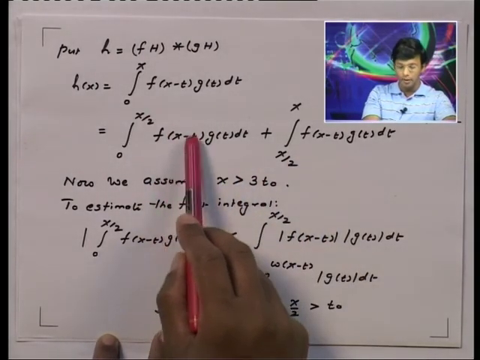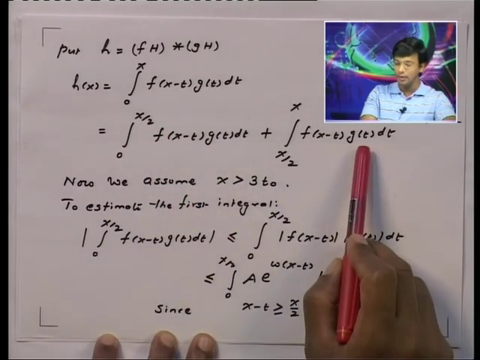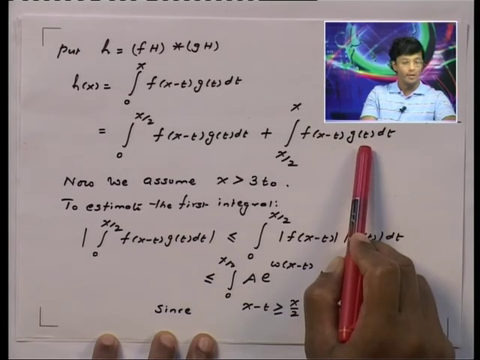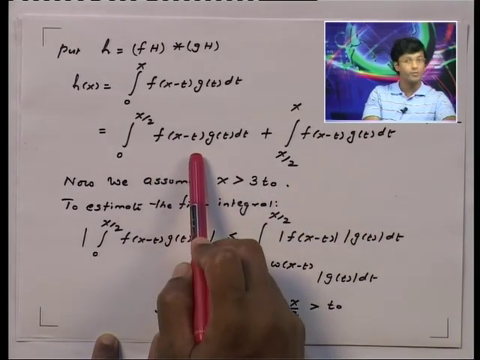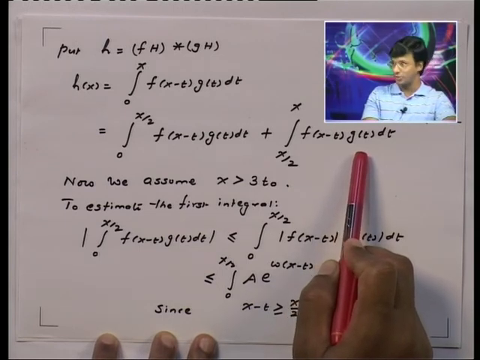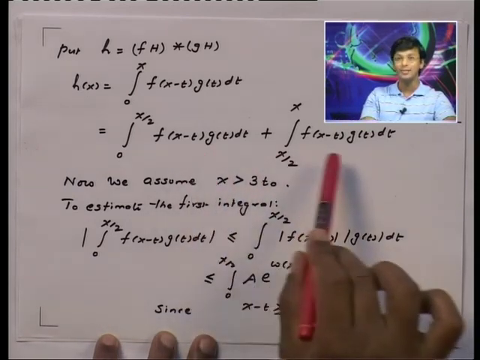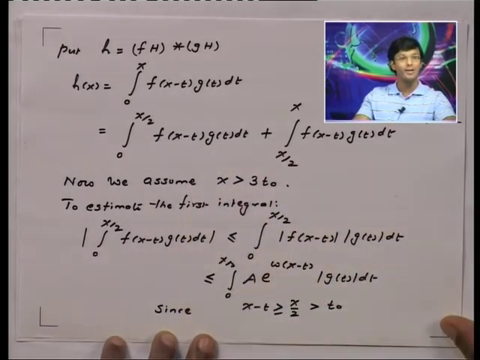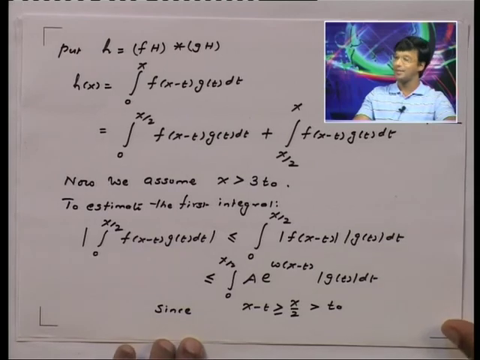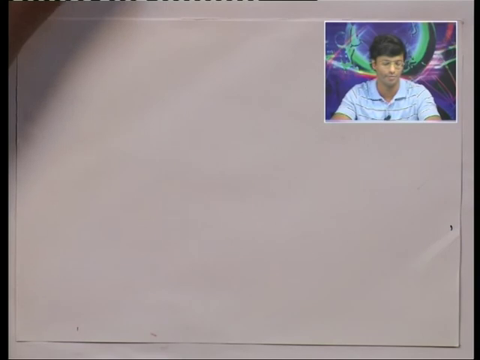Here in the first part, x minus t is bigger than t naught; here t is bigger than t naught. So here we use the fact that f is of exponential type, here we use the fact that g is of exponential type. And the end result is similar in both the cases. We get a constant times e to the power omega x. Each piece is dominated by a constant times e to the power omega x. That is the argument, and that pretty much is all that is left.